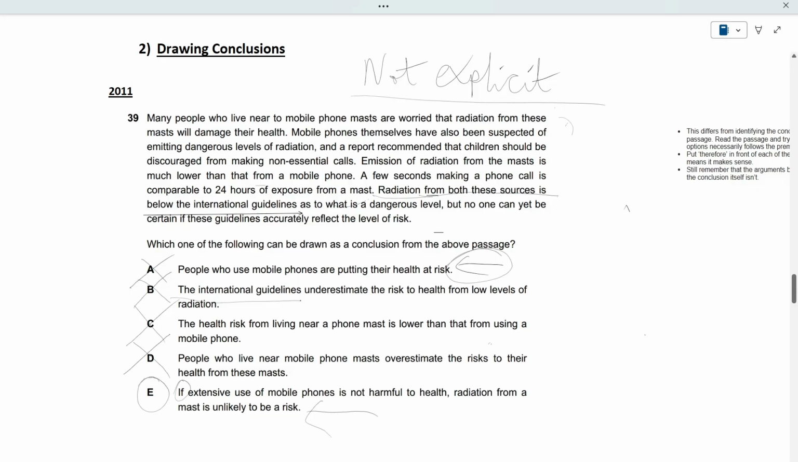Usually they're not brilliant, but it's good in this case because it matches the tone of uncertainty that the argument holds. But it definitely does say that radiation from a mast is unlikely to be a risk if the mobile phone is not harmful, because both of the sources are below the international guidelines and they're being compared throughout the argument. So E there is the best bet, but it's actually quite a difficult question, and you can see why it's a much harder skill than the first.